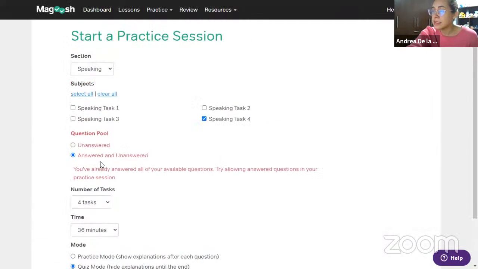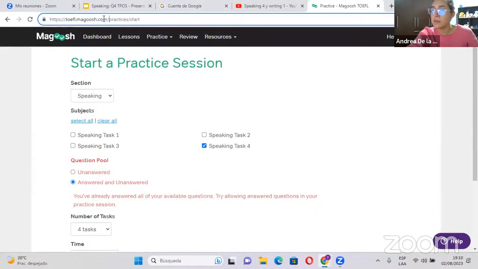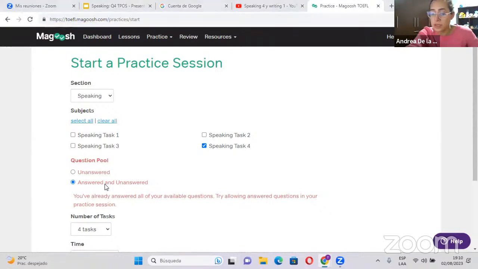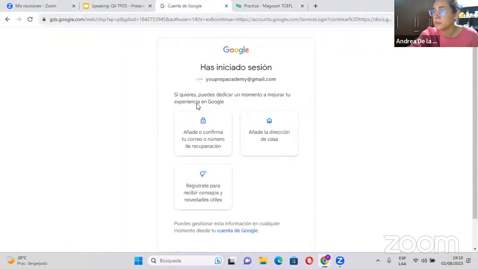So check it out. I'm sending you guys the link. I will also send it to the WhatsApp chat, but I also already sent you guys the credentials. So you can log in to the platform and you'll have access to this. You can practice anytime, anywhere. So it's a really very useful tool. Okay, guys? So is this okay? Do you guys have any questions about Magoosh? All clear?